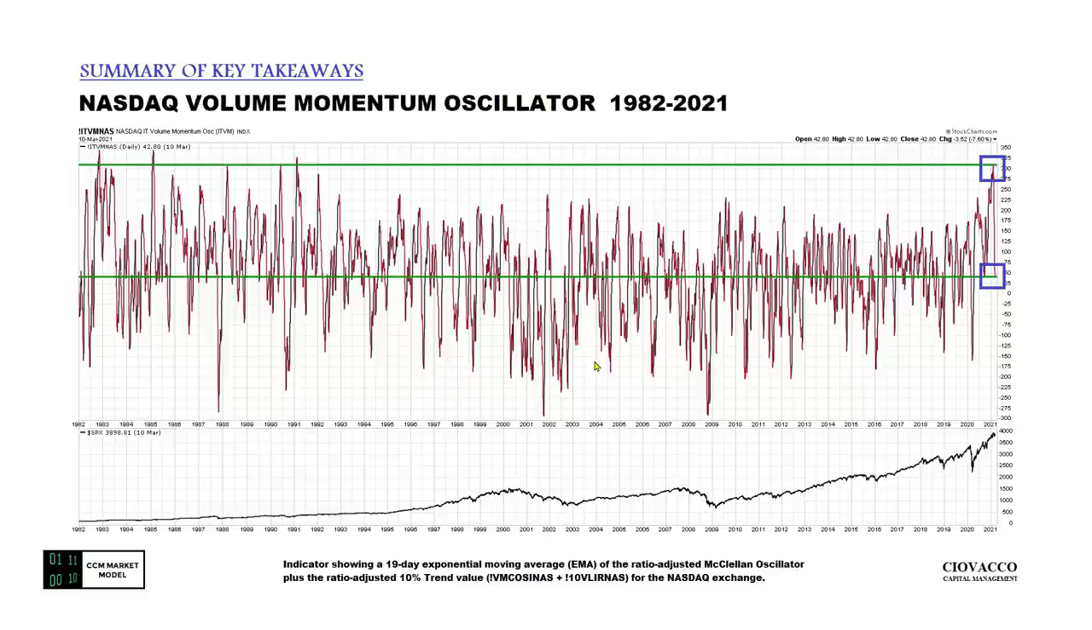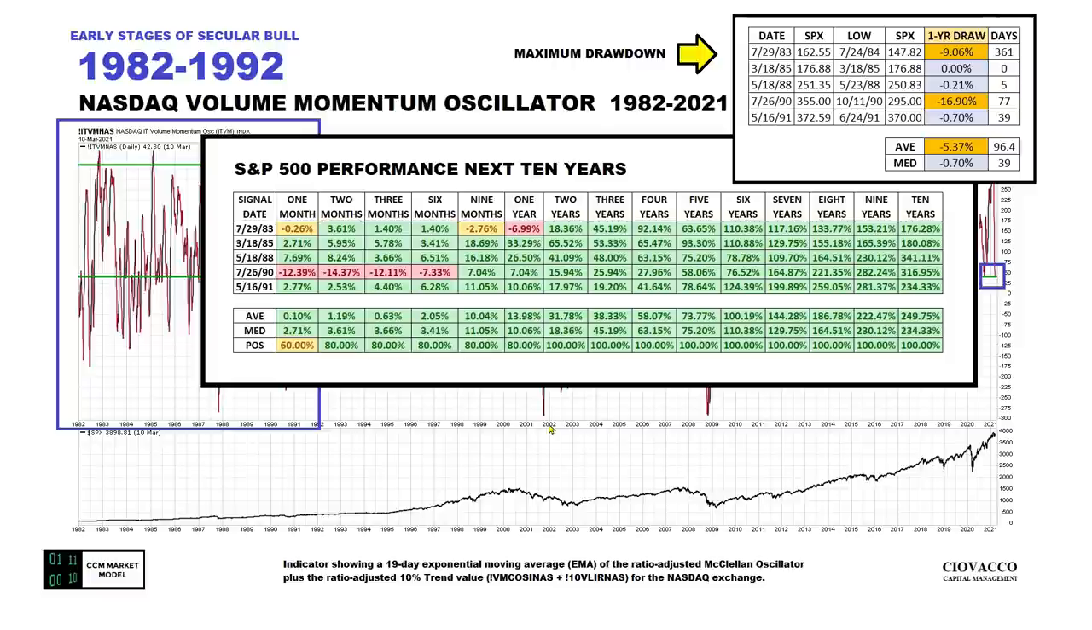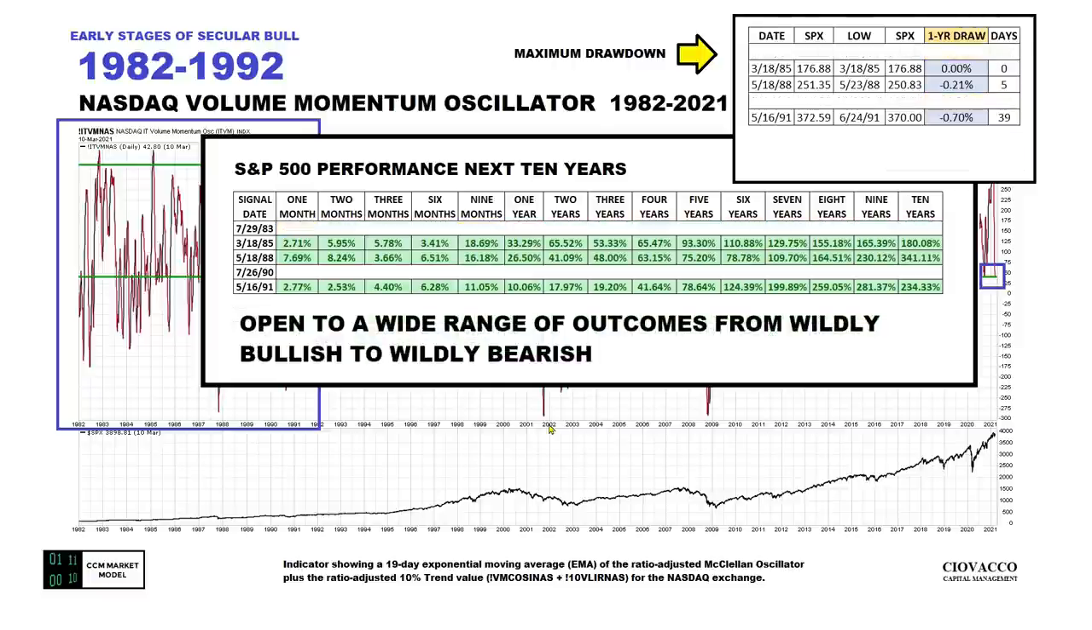Remember, in the early segments of this video, we said keep the NASDAQ volume momentum oscillator in the back of your mind. We covered it earlier. We covered this rare move from the upper green line to the lower green line, and these were the results that we already talked about. They do an outstanding job helping us with things that are always important.